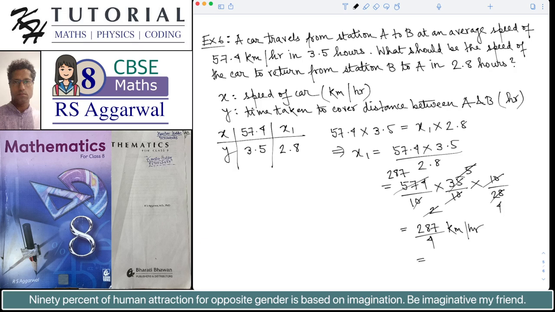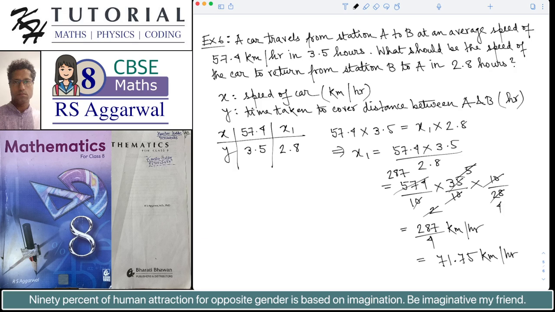So this is equal to 71.75 kilometer per hour.